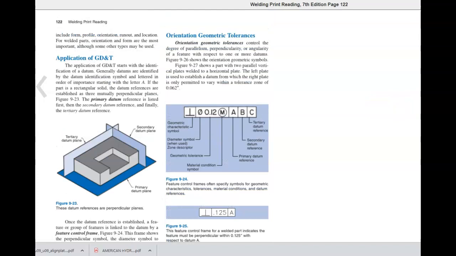Orientation geometric tolerances. Orientation geometric tolerances control the degree of parallelism, perpendicularity, and/or angularity of the feature with respect to one or more datums. Figure 9-26 shows the orientation geometric symbols. Figure 9-27 shows a part with two parallel vertical plates welded to a horizontal plate. The left plate is used to establish a datum from which the right plate is only permitted to vary within a tolerance zone of 0.062 inches.